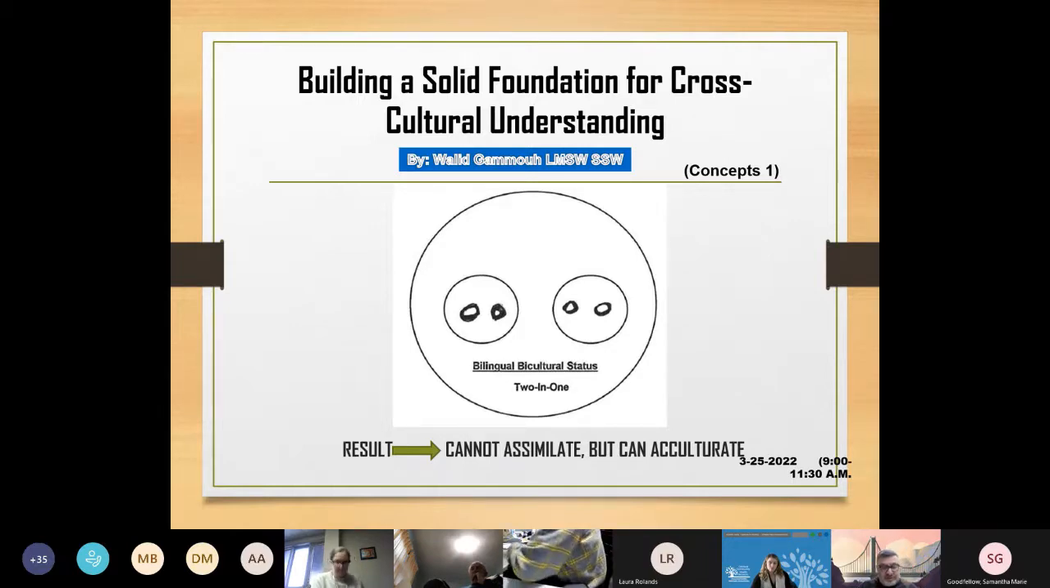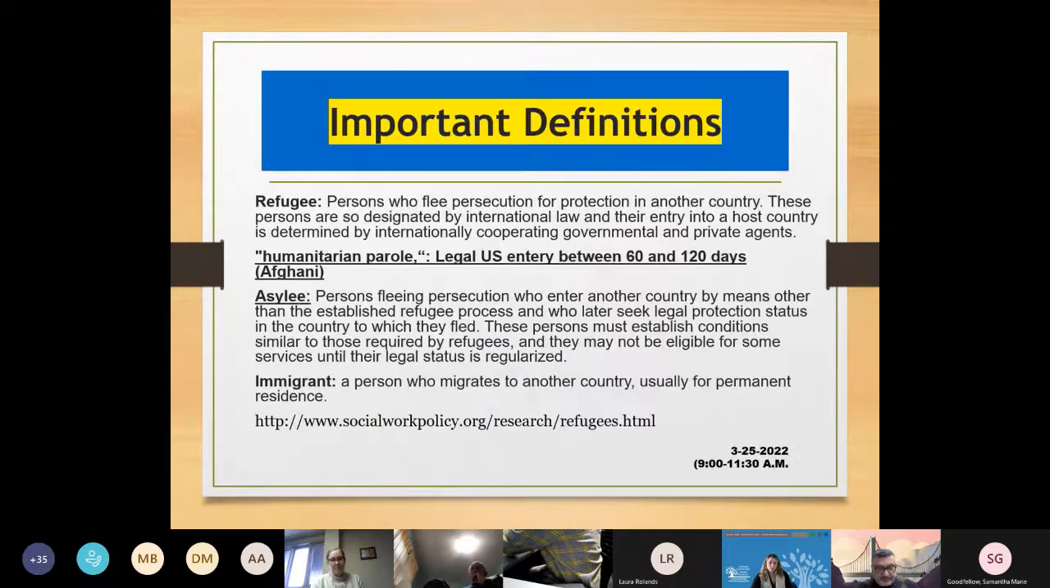Okay, let's go to the next slide. Let's look at some important definitions. What is a refugee? A refugee is a person who flees persecution and runs away to protect themselves and not to die, basically.